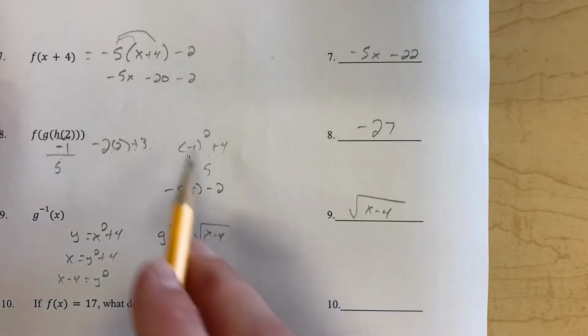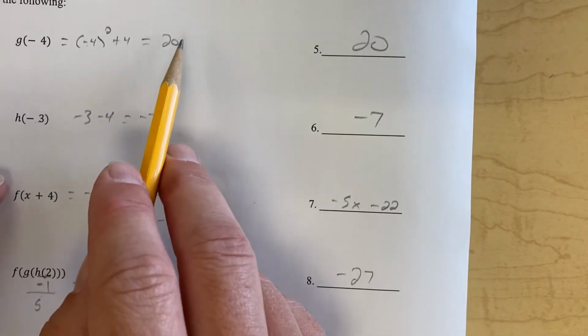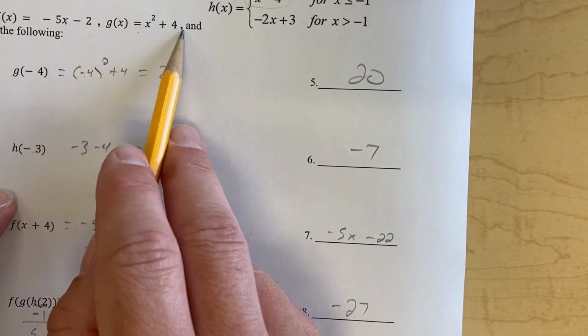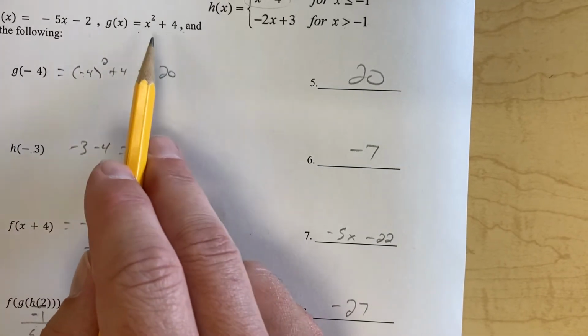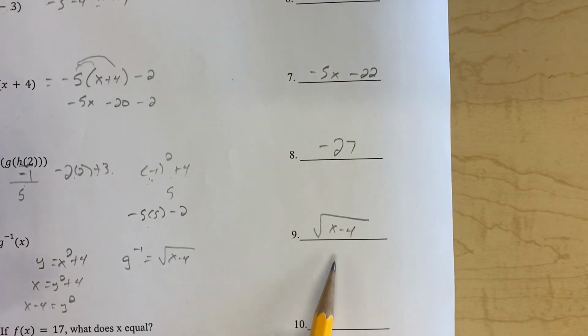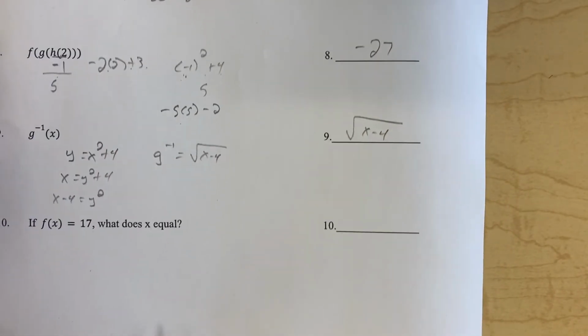Now, the other idea would be to say, well, g is a function where we square and then add 4, so I'm going to do the opposite. In the opposite order, I'm going to subtract 4 and then take the square root, and that's exactly what we have here. So either route works.